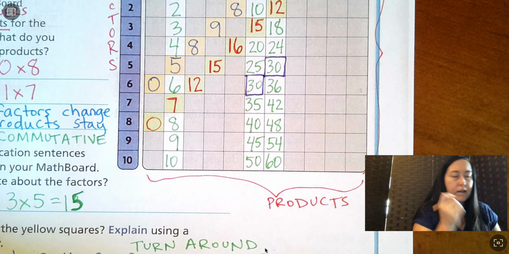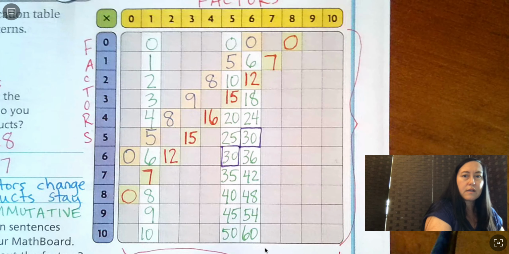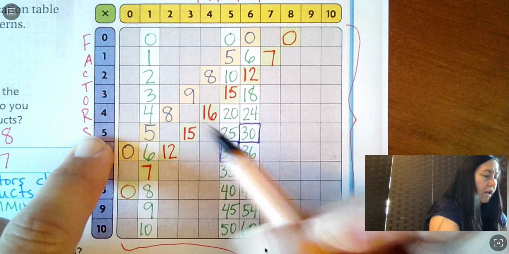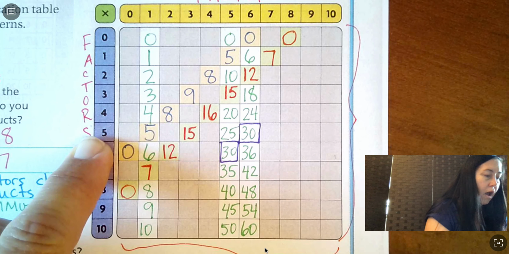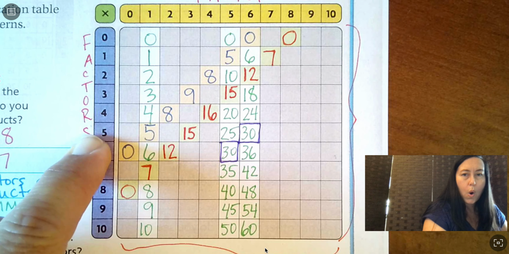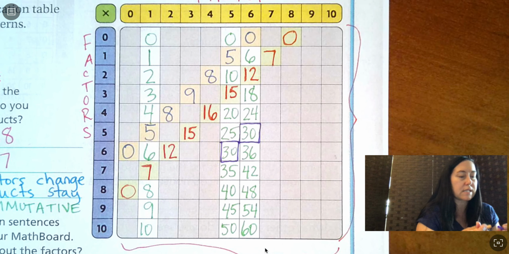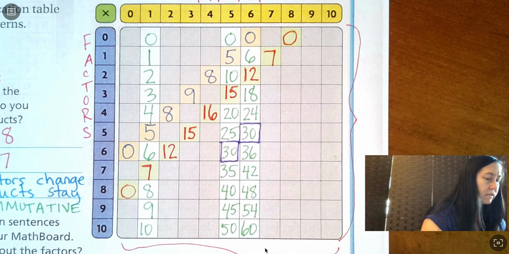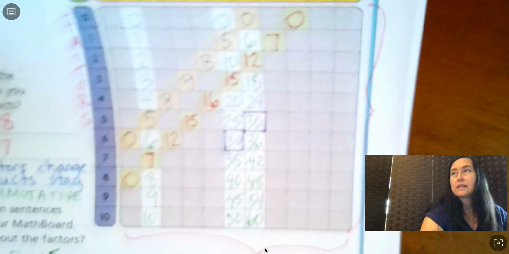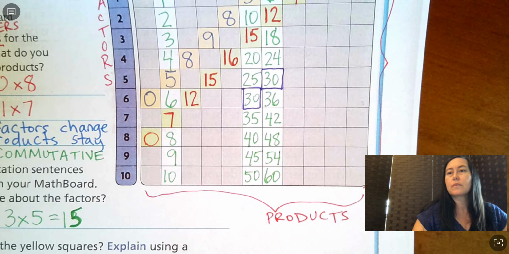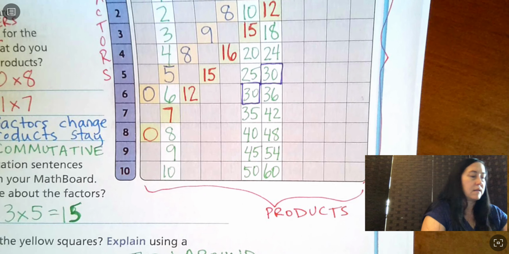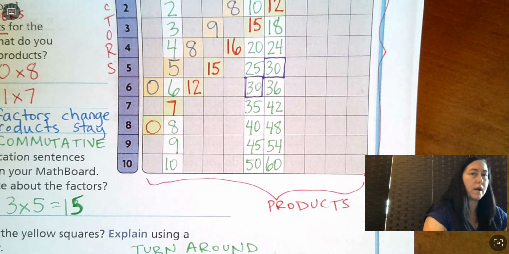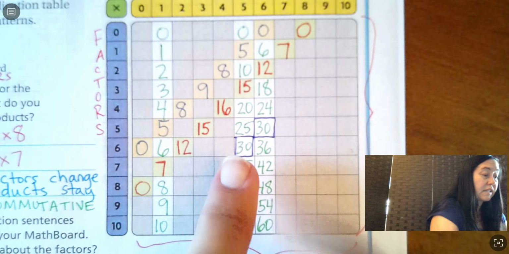It's the same product, but we've got different factors. 6 times 5 gave us this 30, and 5 times 6 gave us this 30. Wow. So those turnaround facts, when these two columns are next to each other, we've got those turnaround facts. Do you see that? So let's look across each row. Wait, but we didn't look at the ones, did we? So that's pretty cool about the turnaround facts.